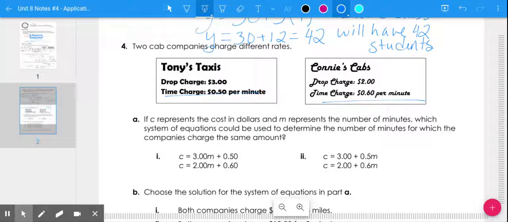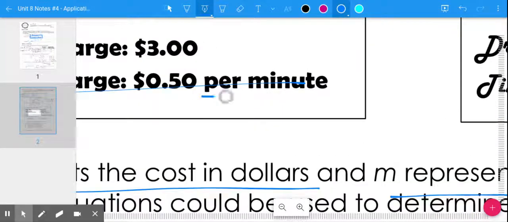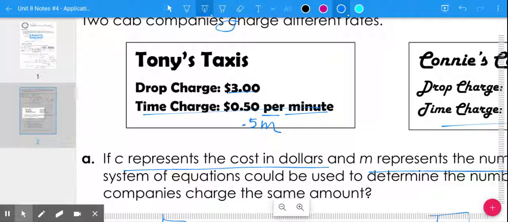Okay, so looking at this, we said that C represents the cost in dollars, so the total cost. Notice all of our equations start with C equals. It's just a matter of figuring out where the M actually goes, because we have two options here. M represents the number of minutes. Well, remember, anytime we see "per minute," that means it's going to be like 0.5 M. I'm not going to charge $3 per minute because that's not what's listed. You start with $3 and then we add the 50 cents per M.